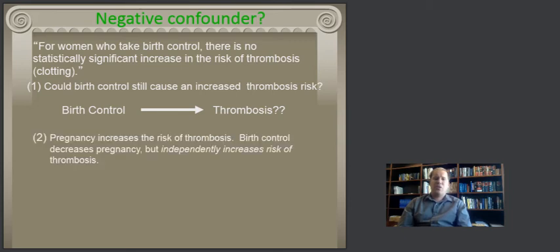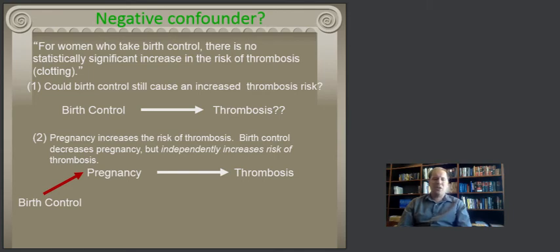One other factor we have to take into account that's obvious about birth control is it decreases the risk, if you want to call it that, of pregnancy. Could birth control, as a result, increase the risk of thrombosis independent of pregnant women, but decrease it because it prevents pregnancy? Let's look at this another way.